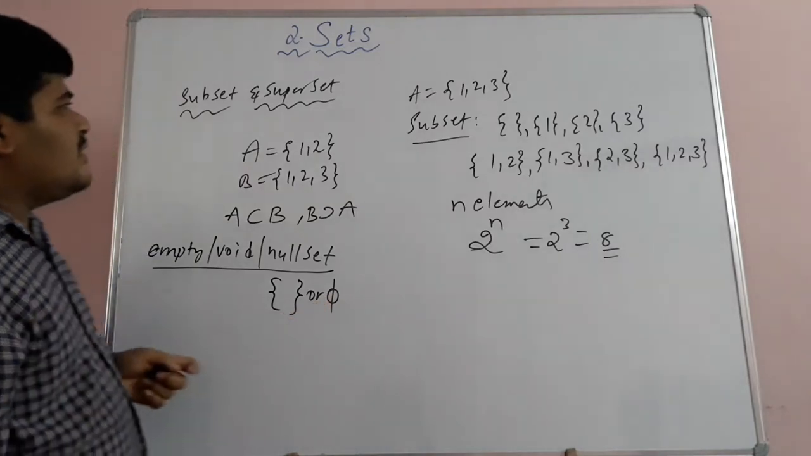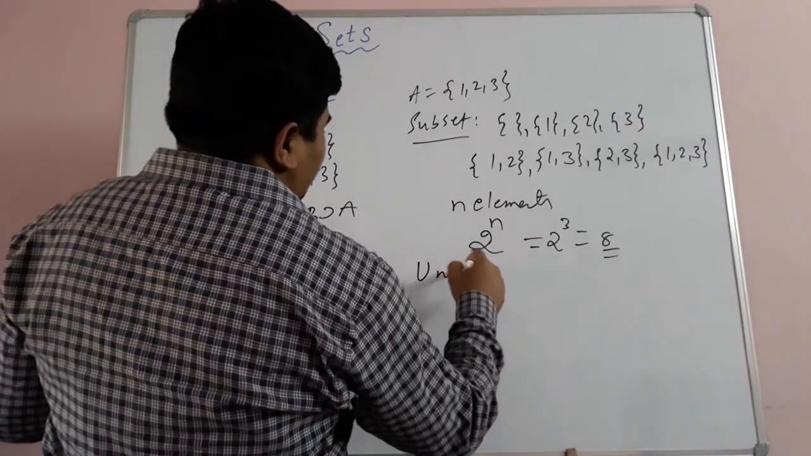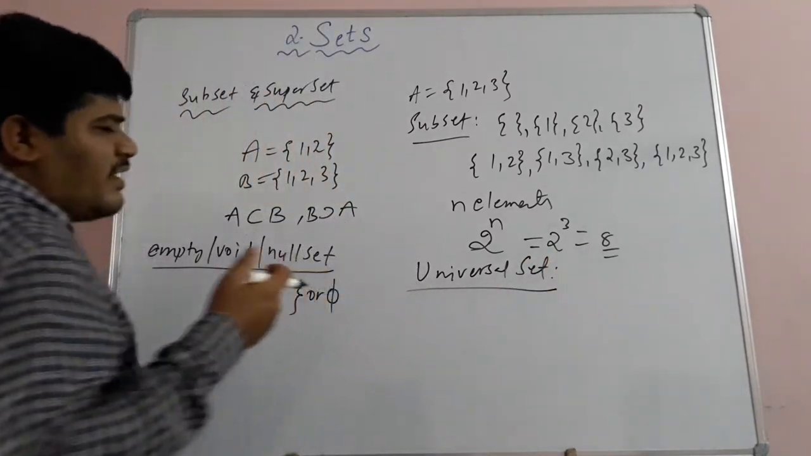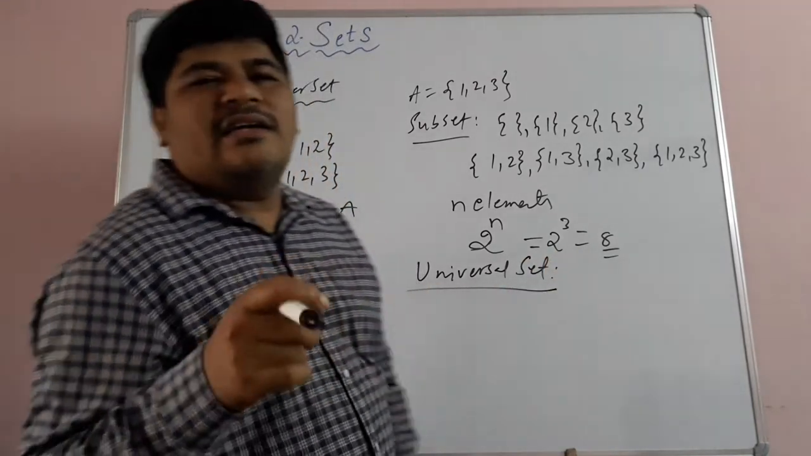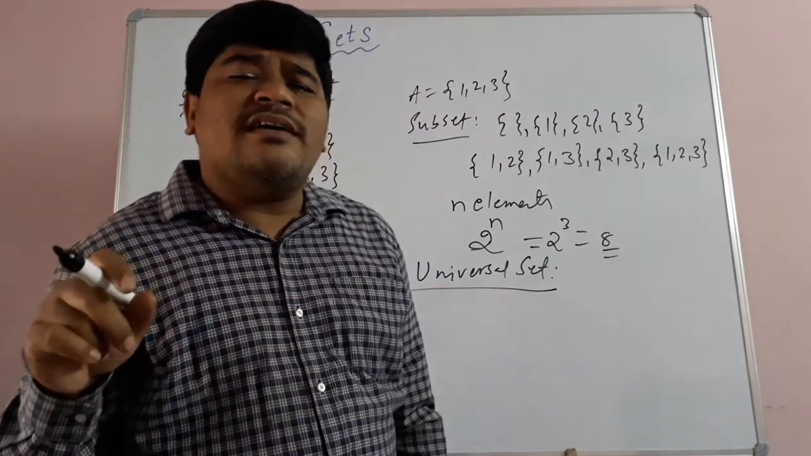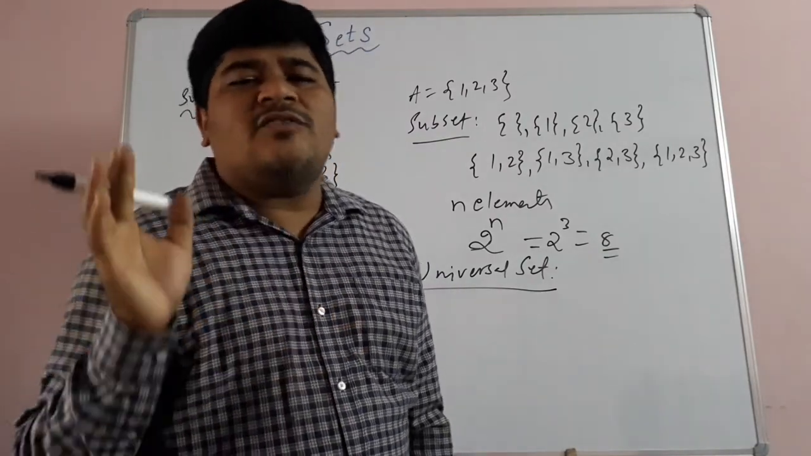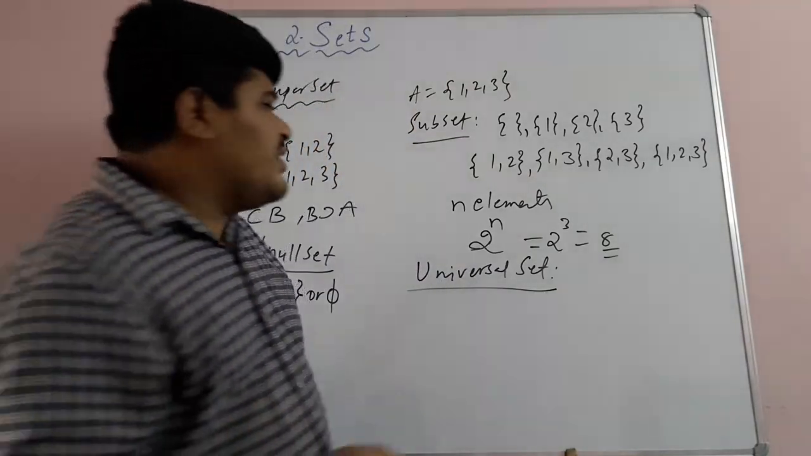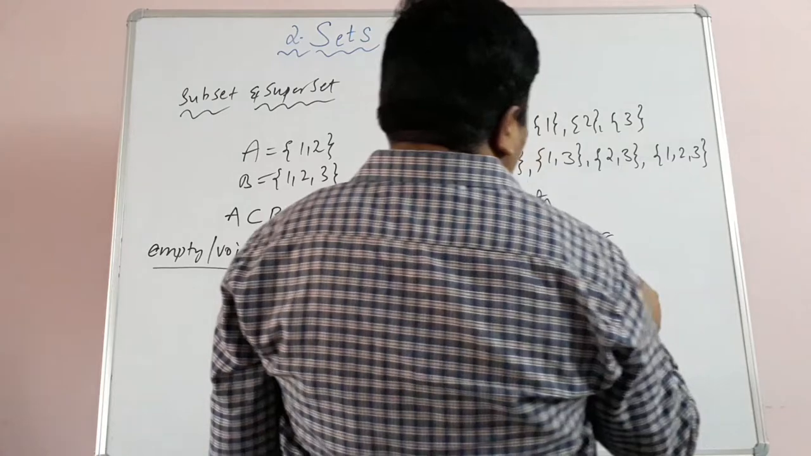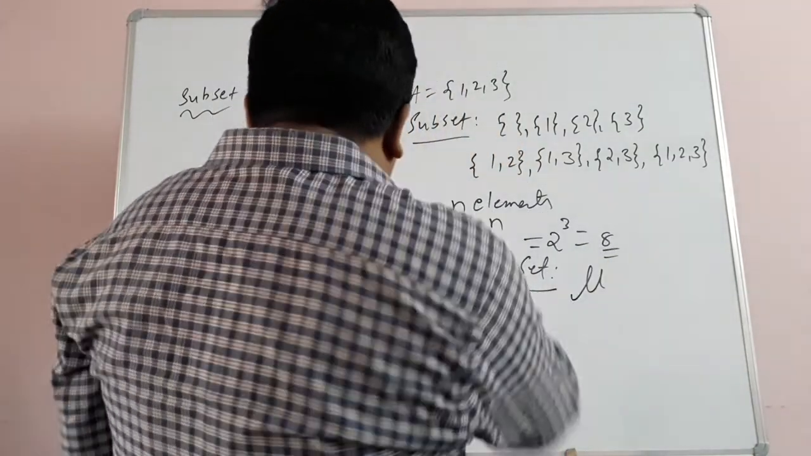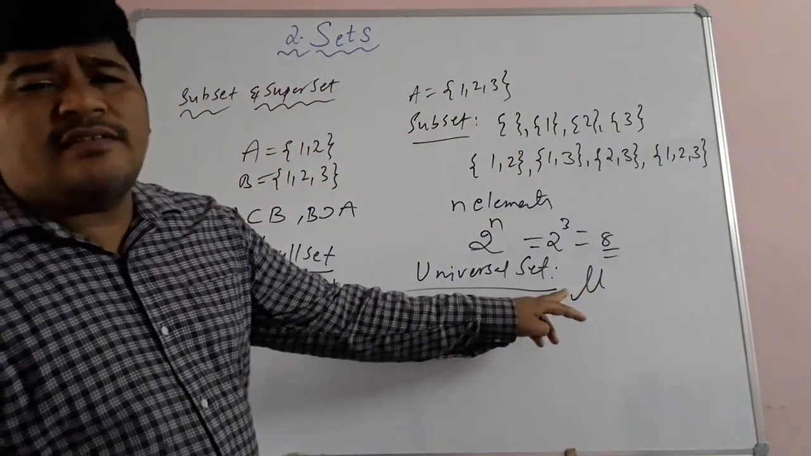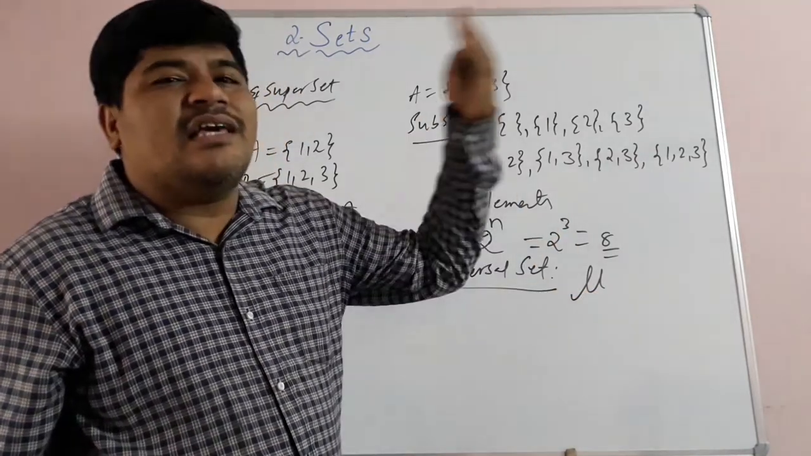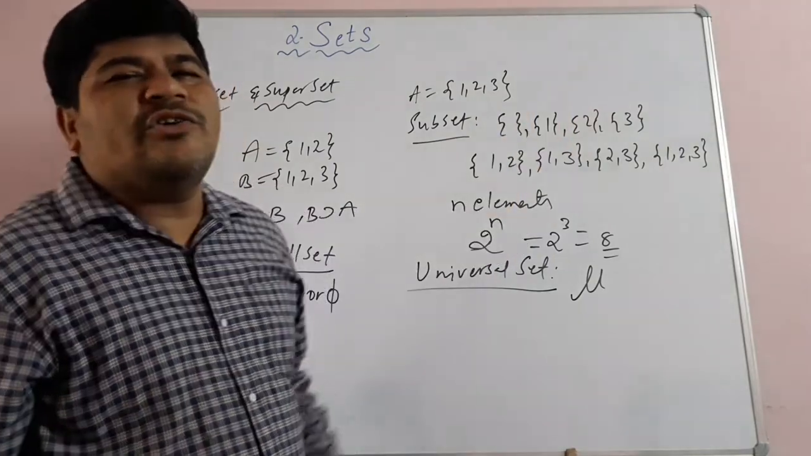So next, universal set. What is a universal set? In the given data, the superset of all the given sets is called the universal set. The universal set is denoted with the symbol mu. This is the symbol of the universal set. The superset of all the given sets in the given data is called a universal set.